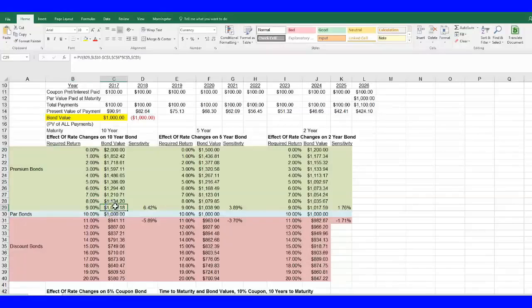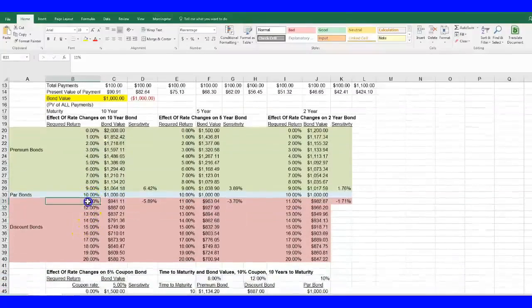In fact, as we go from 9% to say 5%, we see the value of the bond increase from $1,000 when it was 10% to $1,064 when it was 9% to $1,386 when the required rate of return is 5%. So the bigger the difference between the coupon rate and the required rate of return, or the more that the required rate of return is less than the coupon rate, the more valuable a bond is. In other words, the higher price the bond is. However, if required rates of return exceed the coupon interest rate, then the value of the bond falls.